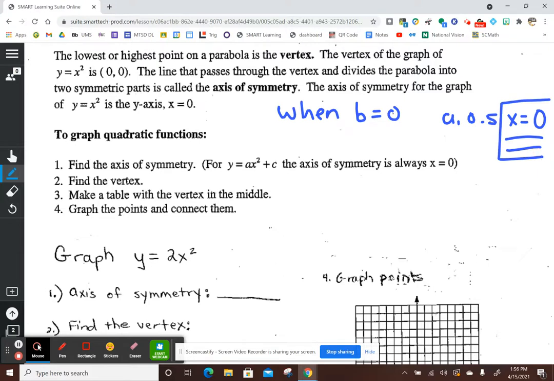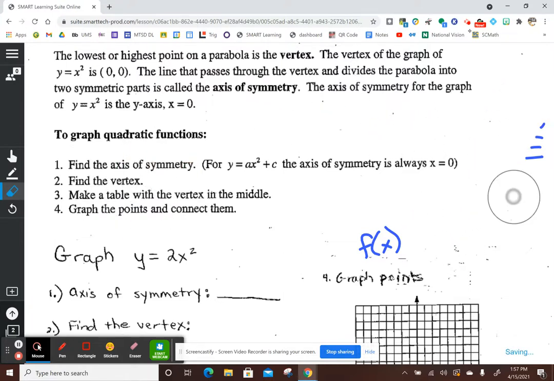So to graph a quadratic function, you always start out by finding the axis of symmetry. When you find the axis of symmetry, you're finding the x value of the vertex, because if the axis of symmetry has to go through the vertex, that's the x value of your vertex. You then use the x value of your vertex and plug it in to find the y value of your vertex. Therefore, you're finding the vertex. Then we make a table of values and we put the vertex in the middle because we take advantage of the symmetry. And once we've made our table, we then graph points to connect it.